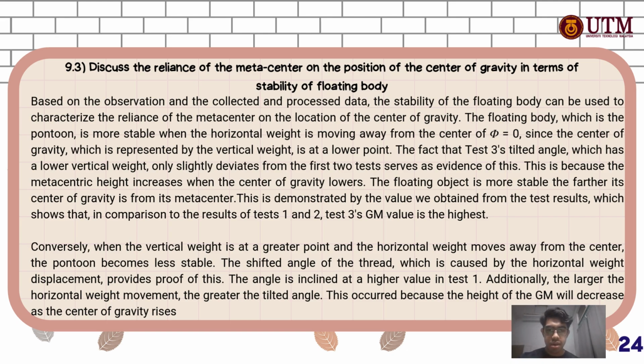Conversely, when the vertical weight is at a greater point and the horizontal weight moves away from the center, the body becomes less stable. The shifted angle of the thread, which is caused by the horizontal weight displacement, provides proof of this. The angle is inclined at a higher value in test 1. Additionally, the larger the horizontal weight movement, the greater the tilted angle.